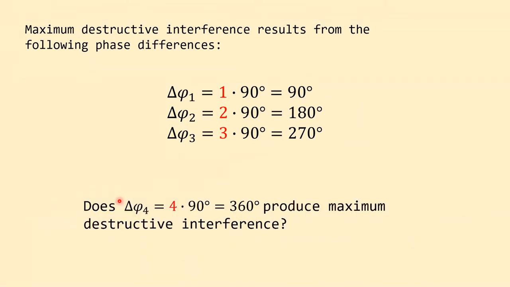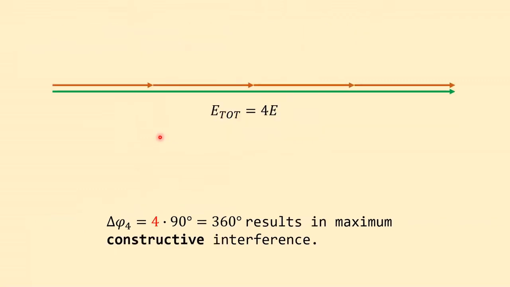So let's try this next one. Let's see if 4 times 90 degrees also produces perfect destructive interference. And let me point out, we're talking about 4 slits, and we've already found 3 directions or phase differences that produce total destructive interference. Well, 4 times 90 is 360. If you rotate counterclockwise by 360 degrees to find the direction of the next phasor, well, they're still pointing in the same direction. So when you add them all up, you do not get perfect destructive interference. You actually get maximum constructive interference. So 4 times 90 is no good.